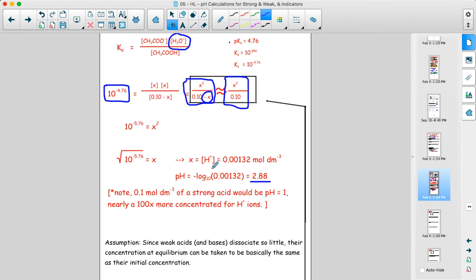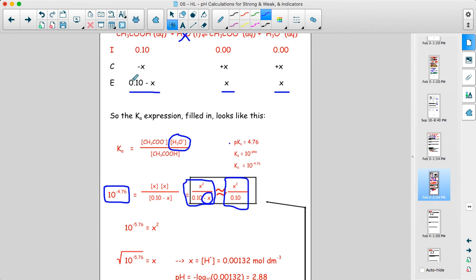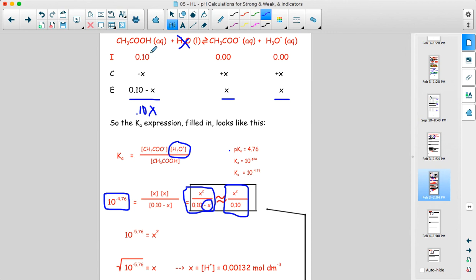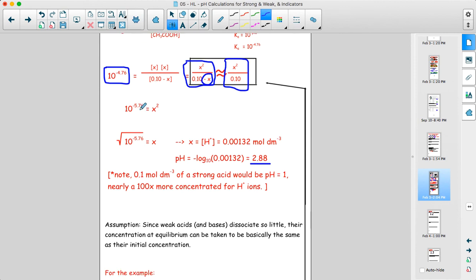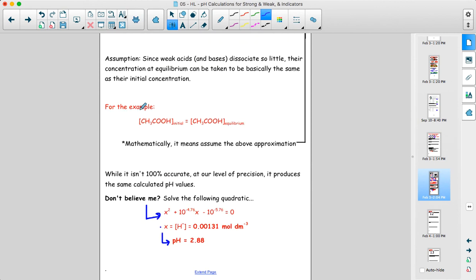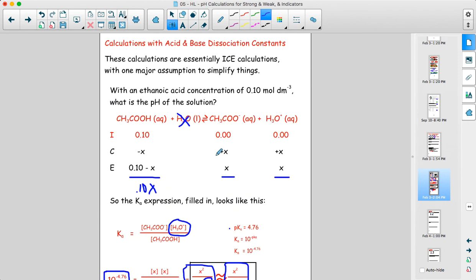So the assumption that you get to make is that because the acid or base dissociates so little, the equilibrium concentration is actually equal to its initial concentration. So we don't actually do the X part. We just assume it away. We get rid of it, and whatever we started out as, that is our equilibrium concentration for our weak acid and base. It makes the calculation steps a lot simpler, and it actually doesn't change our pH value at this level. So that's the process for doing a pH calculation.